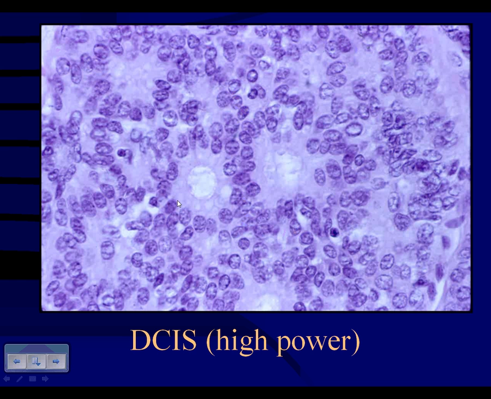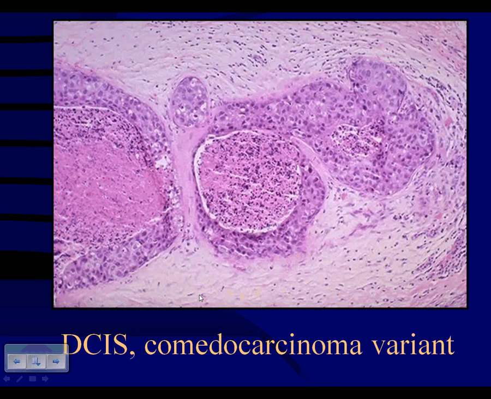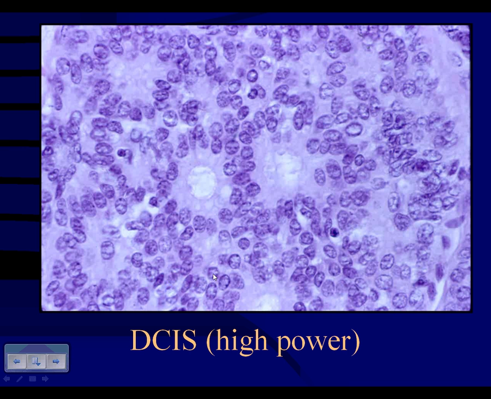But the key here is this very monotonous appearance, and the other key feature is we don't see any myoepithelial cells. No myoepithelial cells within that proliferation. I didn't point that out earlier, but I just want to highlight that. That's important. All right, so here's a comedo type. Remember, this is a low-grade ductal DCIS, and these cells look fairly bland but atypical.